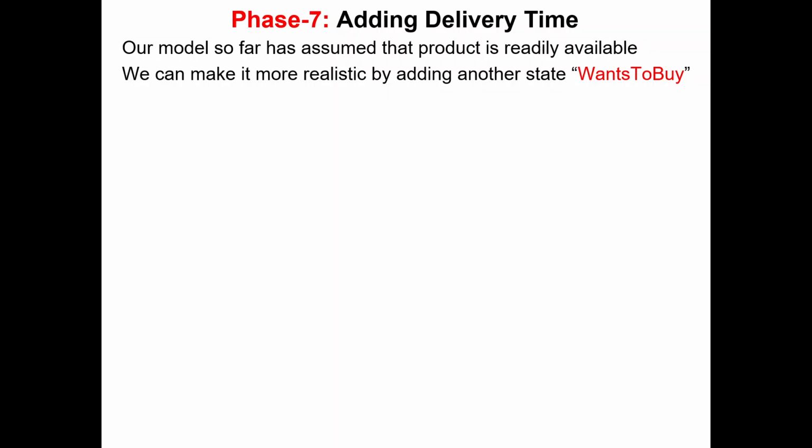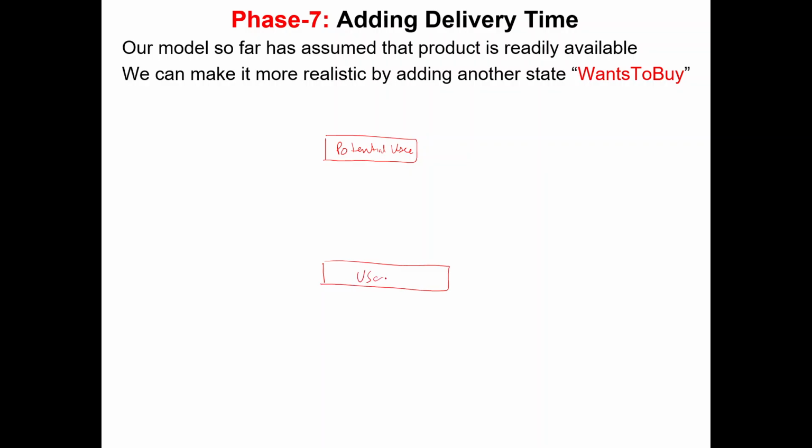So we are going to add product delivery time. Our model so far has assumed the product is readily available. Now we are going to make it more realistic, and for this we are going to add another state, and we will name this state the wants to buy state. Basically, it will be between the potential user and the user state.